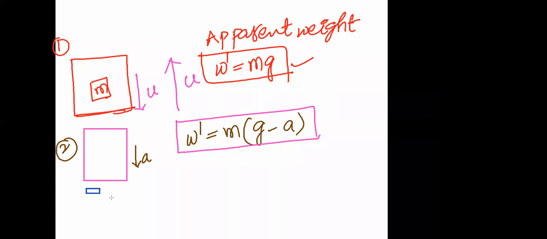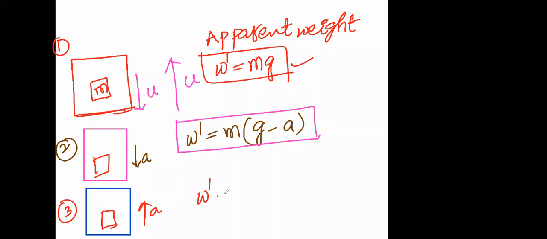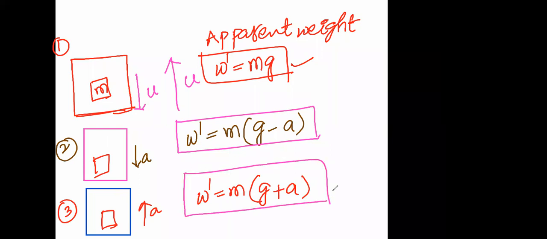This is the third case. When the lift is moving up with an acceleration, the apparent weight of the body in the lift is W dash is equal to m into g plus a. When the lift is moving upwards with an acceleration, then apparent weight is equal to m into g plus a. Right? This is regarding apparent weight.